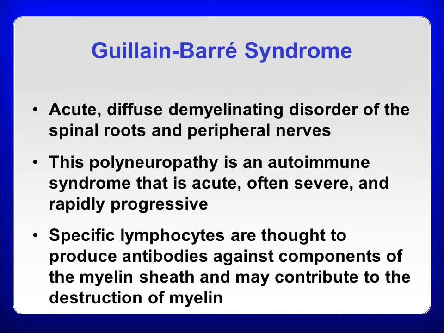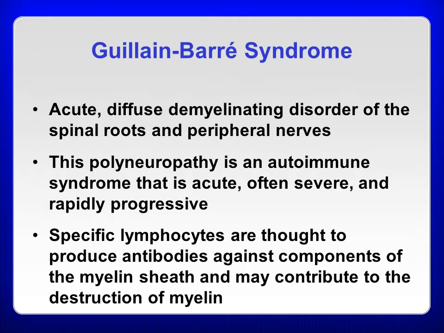Guillain-Barré Syndrome is an acute disorder where the myelin sheath gets basically destroyed. It's a diffuse demyelinating disorder of the spinal roots and peripheral nerves. If you remember when we were talking about the nerve cells at the beginning of the chapter, we mentioned the axons with the myelin sheath. Well, this is a disorder where that myelin gets destroyed. It's an autoimmune syndrome. Many times it presents with very severe signs and symptoms, and it could progress very rapidly.